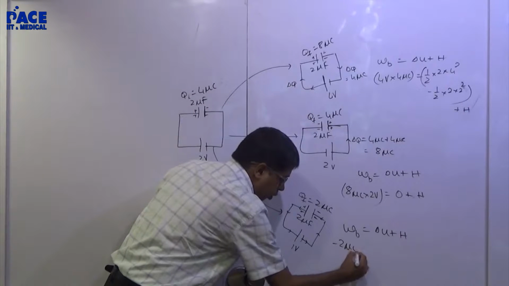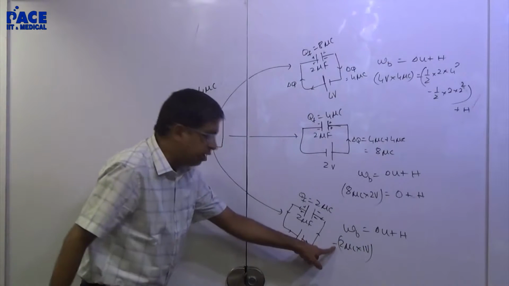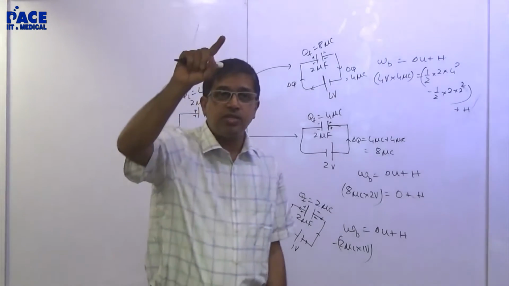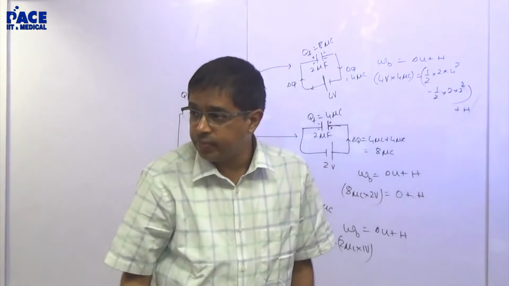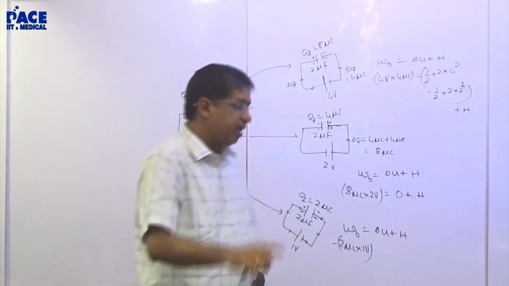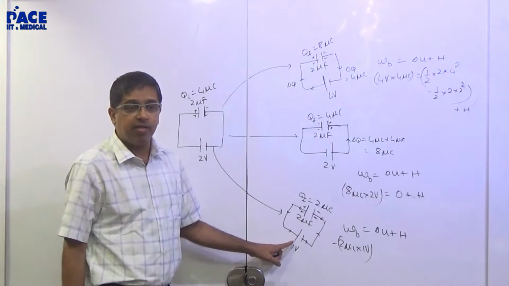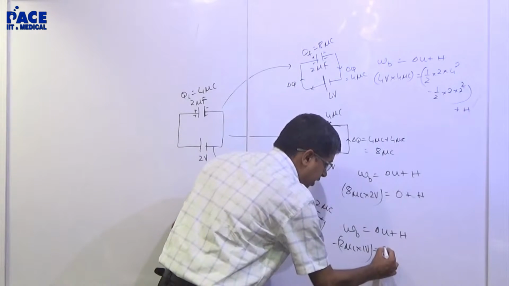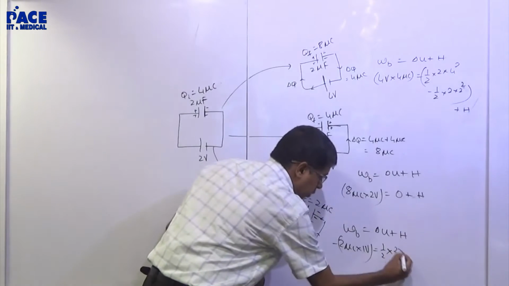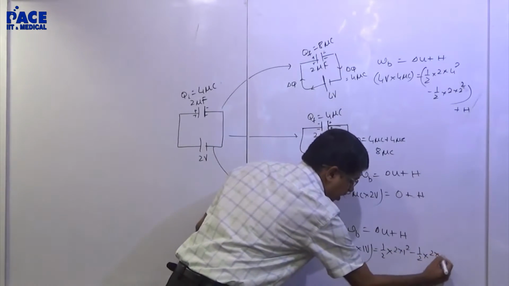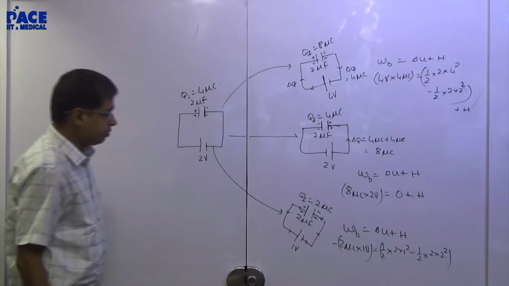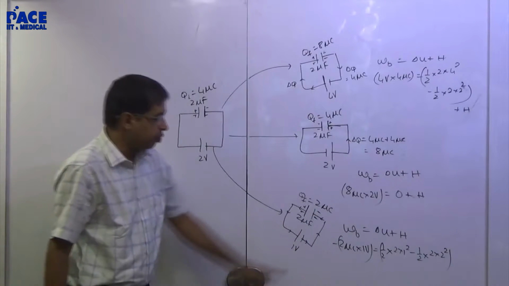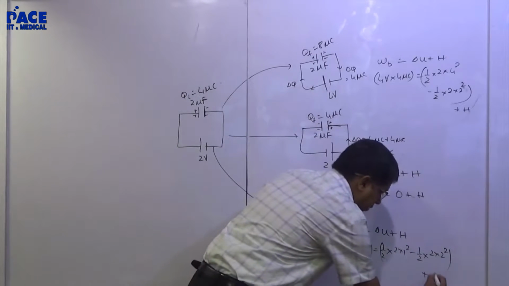But 2 microcoulombs into 1 volt. Why did you put a negative sign here? Work is being done on the battery. When positive charge enters the positive terminal of the battery, work is being done on the battery. If positive charge leaves the positive terminal of the battery, work is being done by the battery. Right? Will be equal to delta U plus heat loss. Final half 2 into 1 square minus half 2 into 2 square. This was final minus initial plus heat loss.